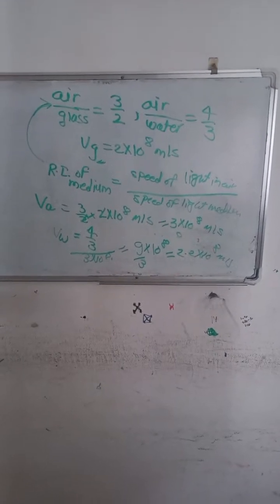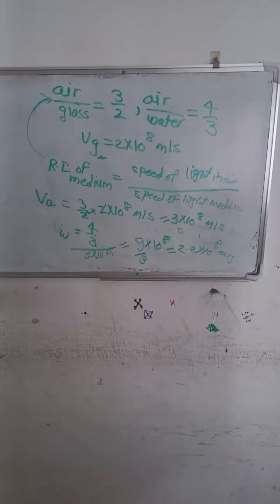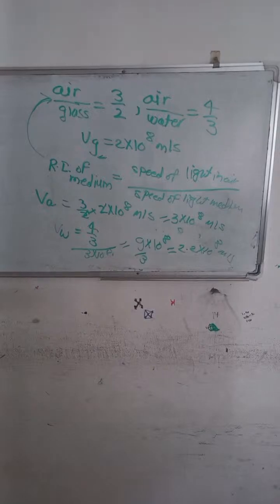Can you see the screen now? It's better. Okay, find out the answer. What is the answer for this? The absolute refractive index of the ruby is 1.7. Find the speed of light in the ruby. The speed of light in vacuum is 3 into 10 raised to 8 meter per second. Calculate this. Try this question.